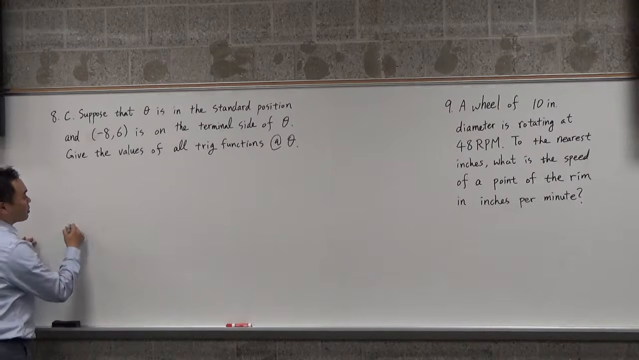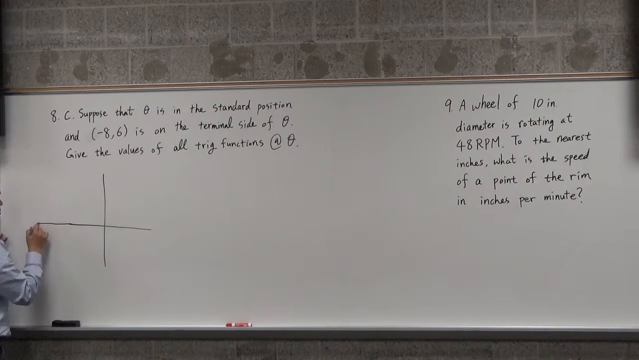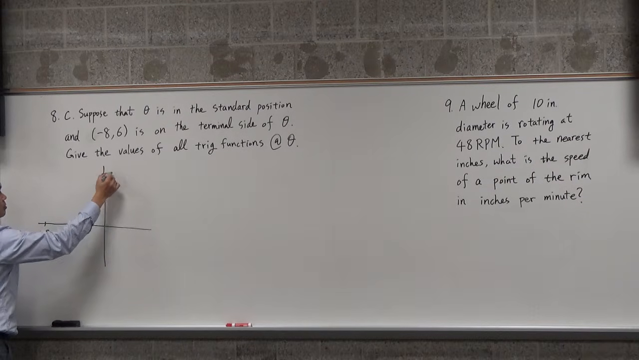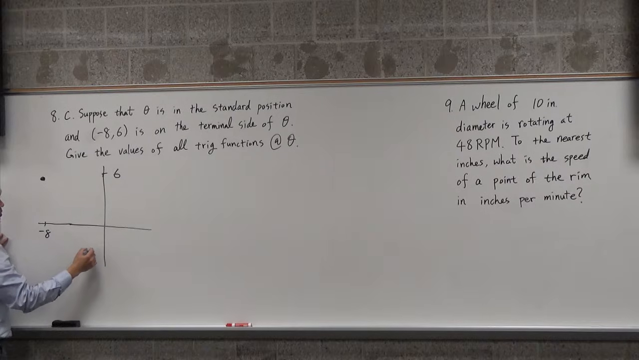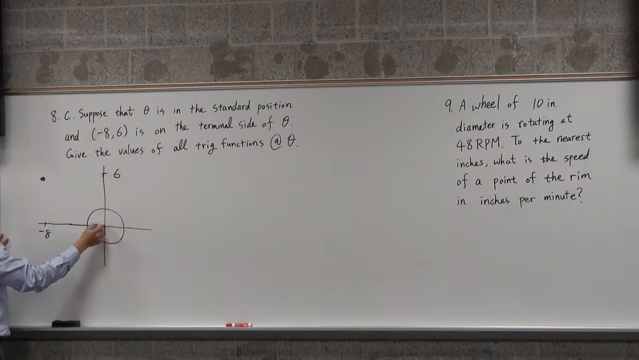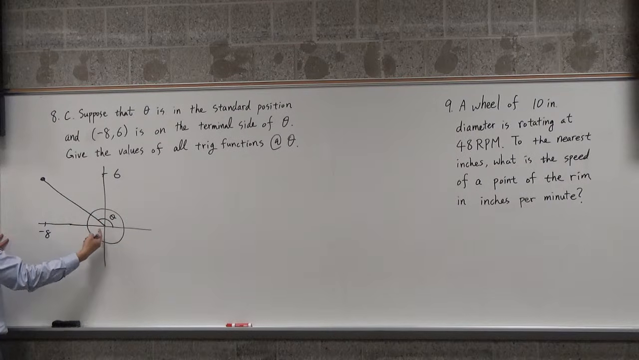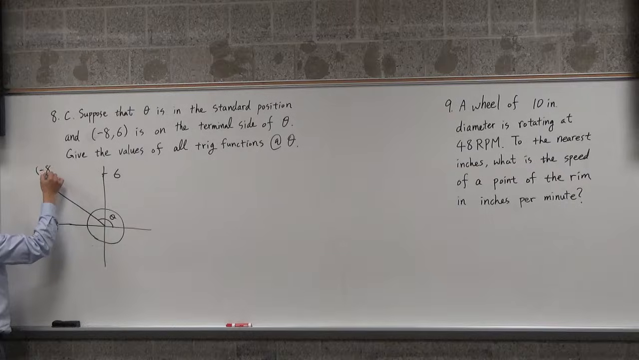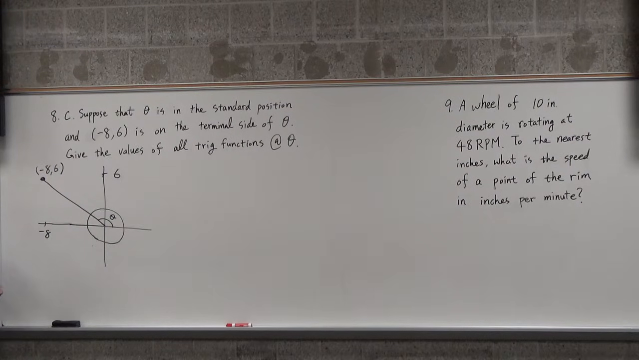And here it says there's the point -8 comma +6, so this point right here, where, let's say this is the unit circle, where the angle theta is ending. So here's this angle theta, and at the end of the angle theta, there's this -8 comma 6. And the question here is to find the value of sine theta, cosine theta, tangent theta, cosecant theta, secant theta, and cotangent theta. 6 trig functions are defined at theta. Find all of them. That's the problem.